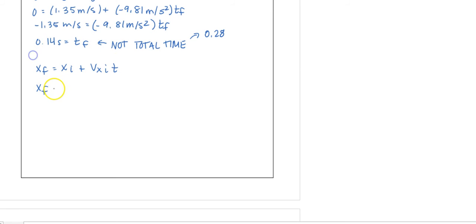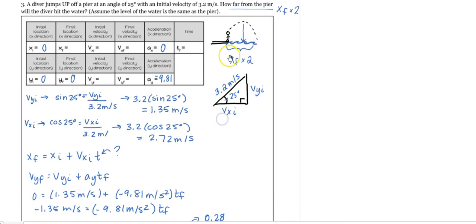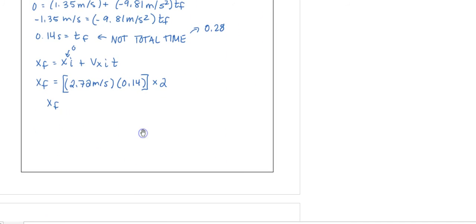So I need the final location of x. The initial location was 0, so that just cancels out, and I'm left with the initial velocity in the x direction multiplied by the total time. So this gives me, oh, I should mention, we're going to have to multiply this entire thing by 2. So like I said at the beginning, x sub f is the halfway point, so we have to multiply it by 2. We can combine that here so that we don't have to do another step later on.